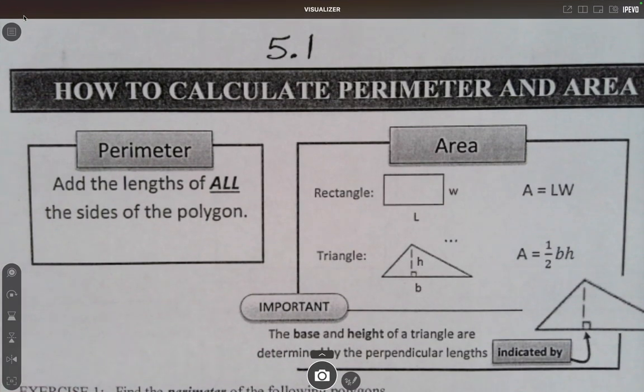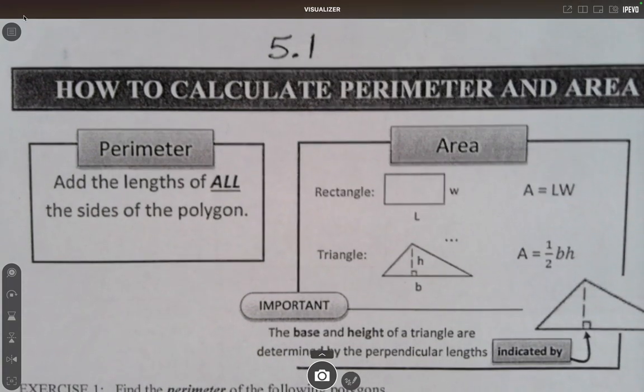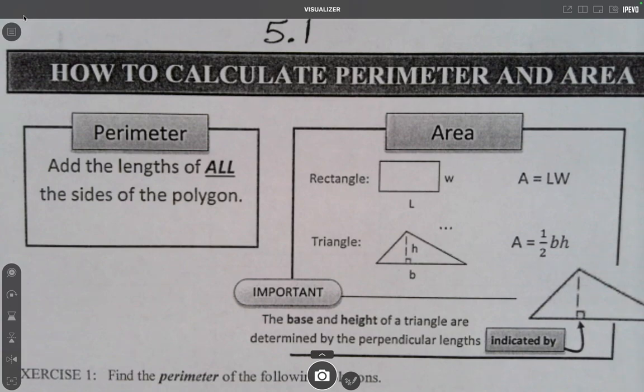Let's begin chapter 5. So this is chapter 5, section 1. We'll talk about perimeter and area. So to find perimeter, that's just adding the lengths of all the sides of a polygon. So you add up all the sides.